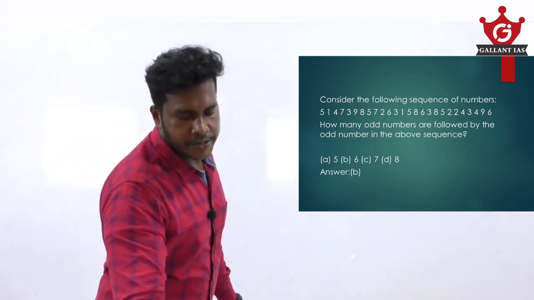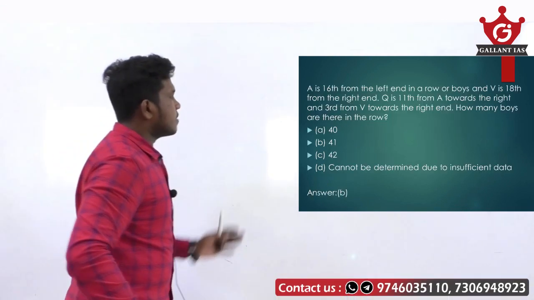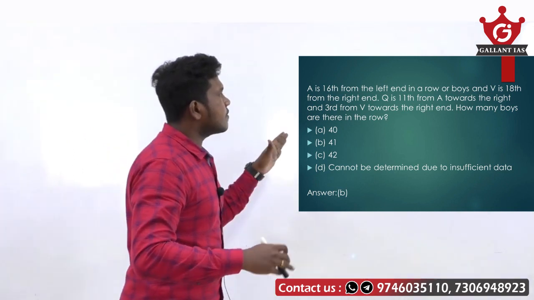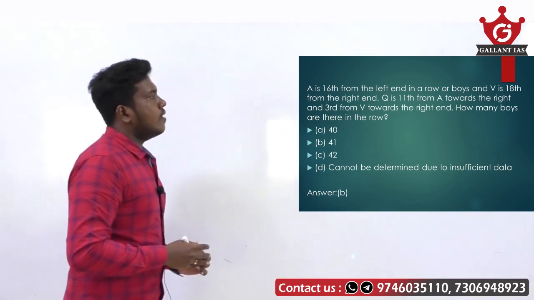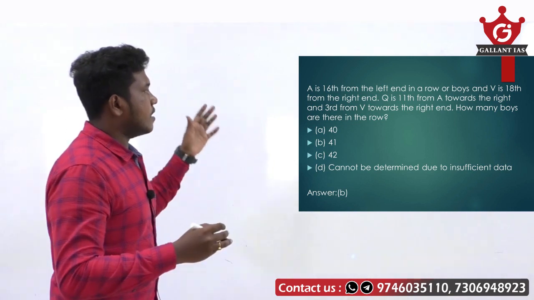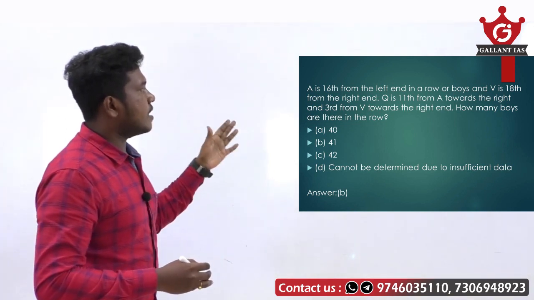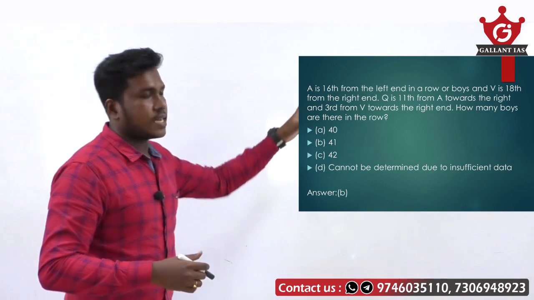Okay guys, now let's move on to the next question. This is another important question. A is 16th from the left end in a row of boys. Sorry, not 'or', it's actually 'of'.